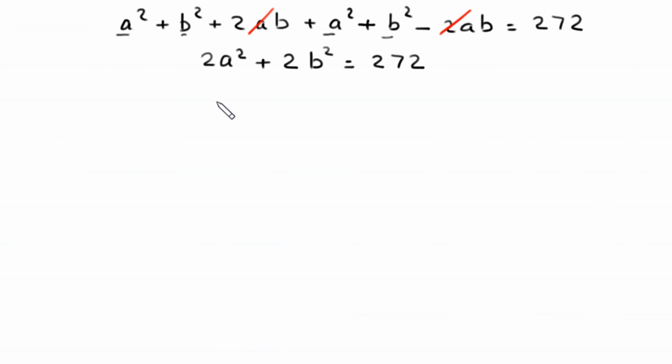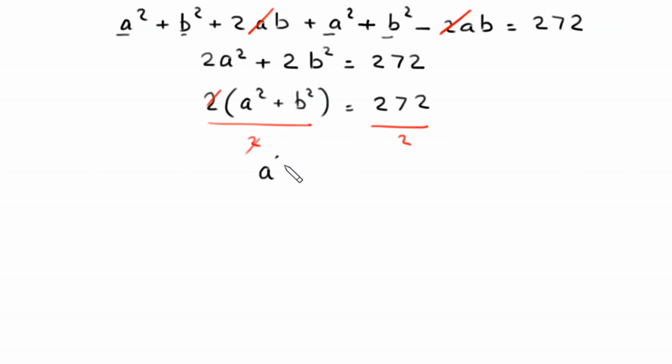We can factor out 2 from the left hand side, so this will become 2 as common factor in bracket, a^2 + b^2, is equal to 272, and we divide both sides by 2, so this 2 will be cancelled with this 2 and we are left with a^2 + b^2 = 272 divided by 2, which is 136.